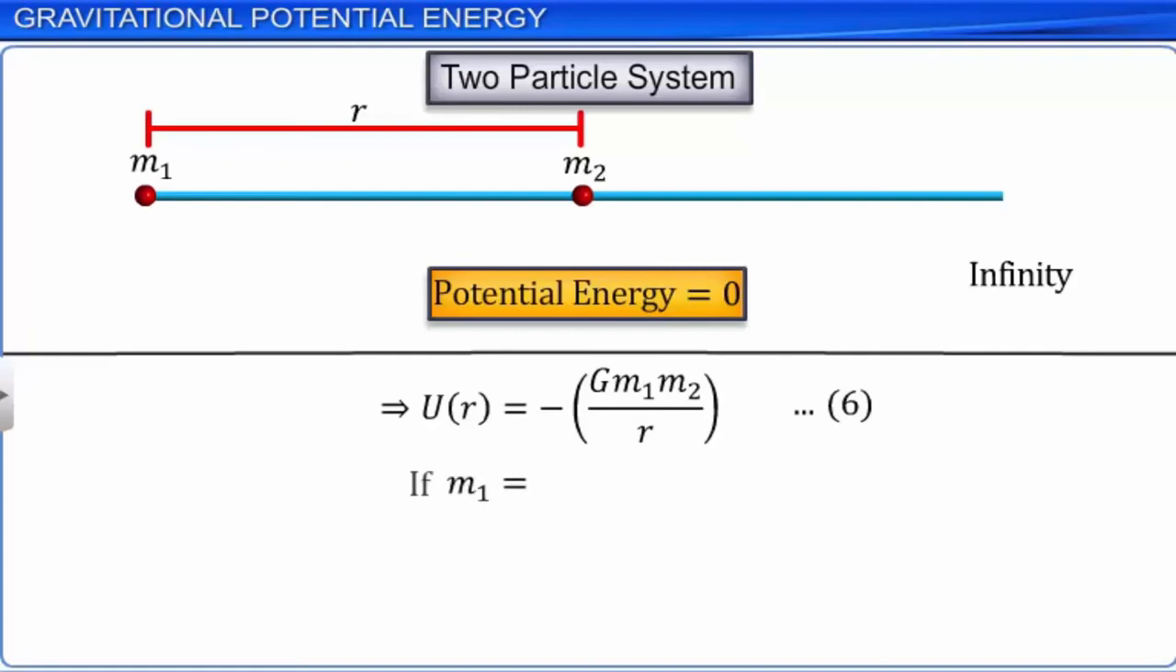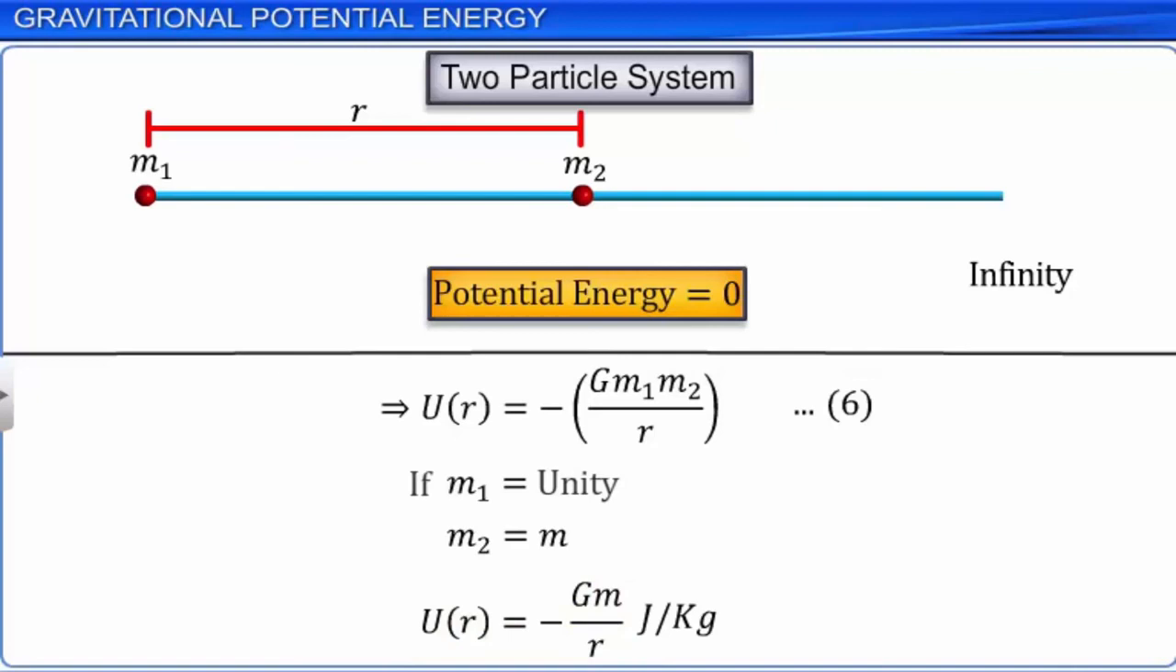If we consider a three-particle system, say at positions P, Q and R as shown, we have three pairs of particles, PQ, PR and QR. Thus, the total gravitational potential energy of the three-particle system is the sum of the potential energies for the three pairs of particles.